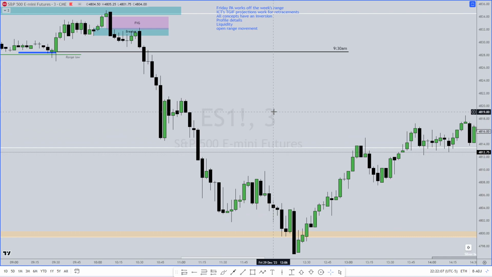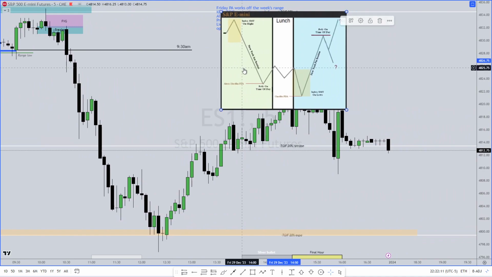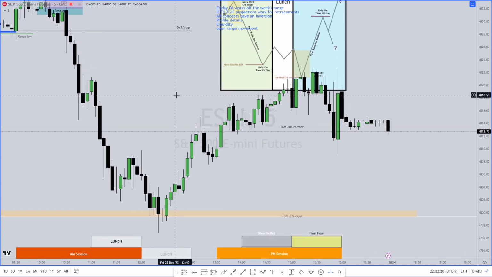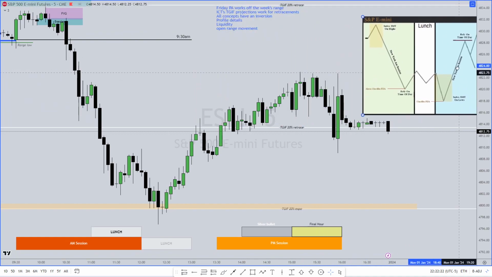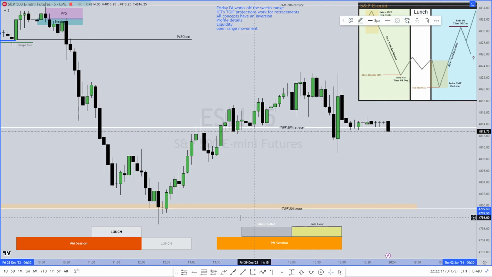So let's go back up to the 5 minute. Take a peek at what this profile is expected to do. So relying on time of day, we're looking to see where will we get this leg down. ICT has said lunch can be as early as 11 depending on the day. So we're looking at that here, 11 o'clock to 12. This is just exactly what you would expect. It digs down right into the expansion level, the TGIF expansion level here.